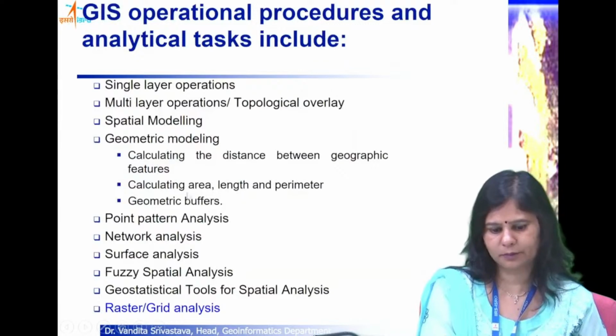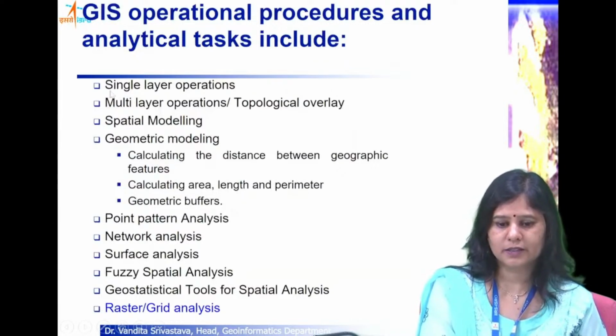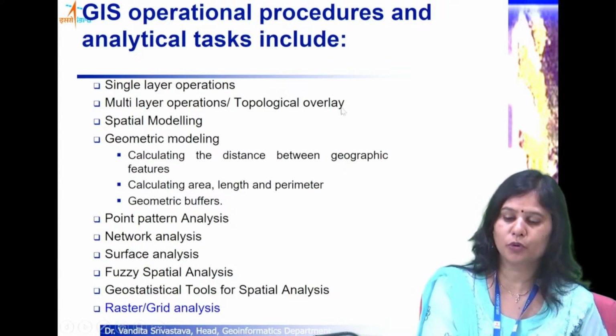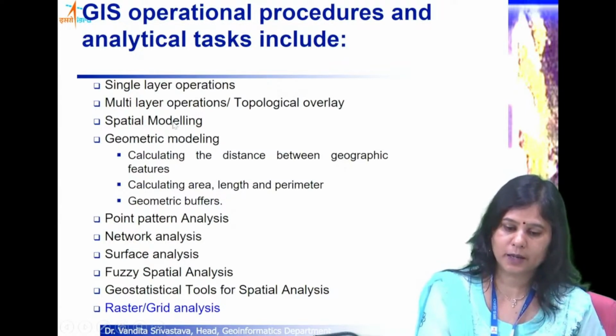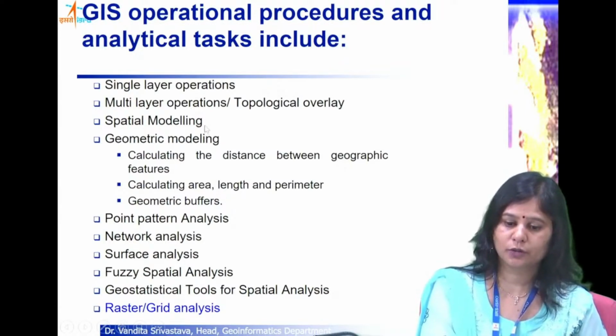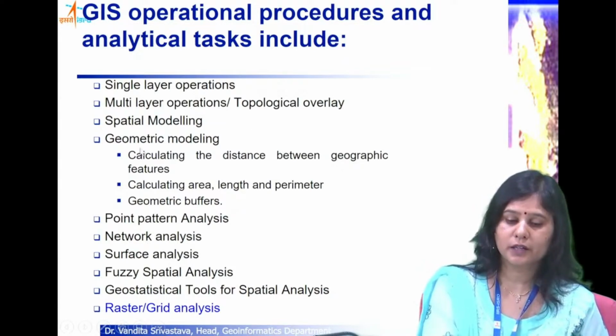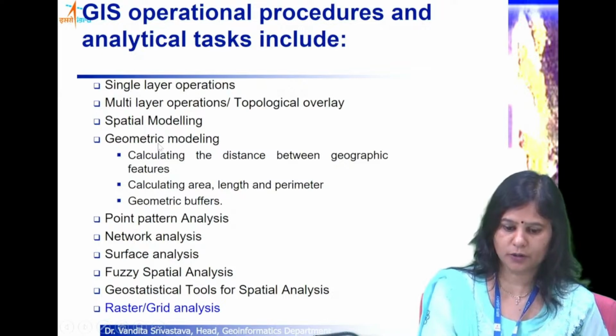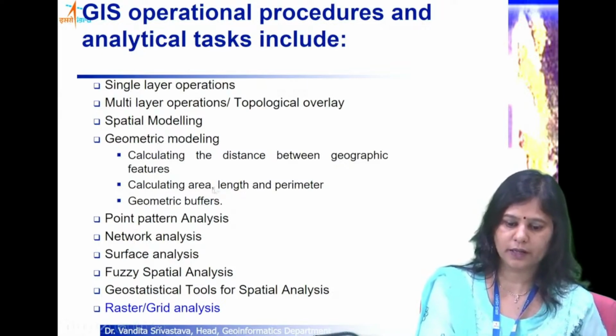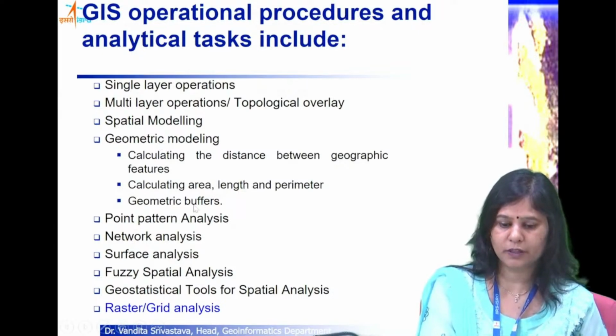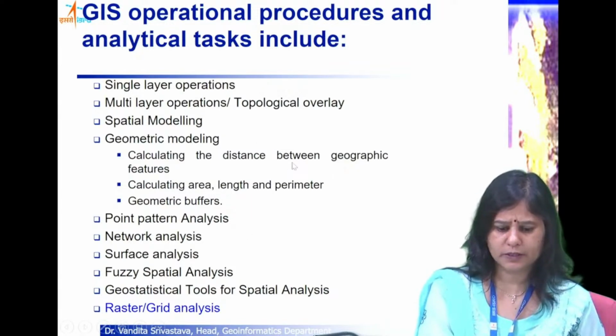Then you can perform various types of analysis, such as single layer operations, which you can perform on one layer at a time. You can perform multi-layer operations or topological overlays involving more than one layer at a time. You can carry out spatial modeling, like the example I gave of fire progression or spread of water or disease spread. Then you can calculate geometric figures, like area, length and perimeter, geometric buffers, distances, numbers, various types of indices.